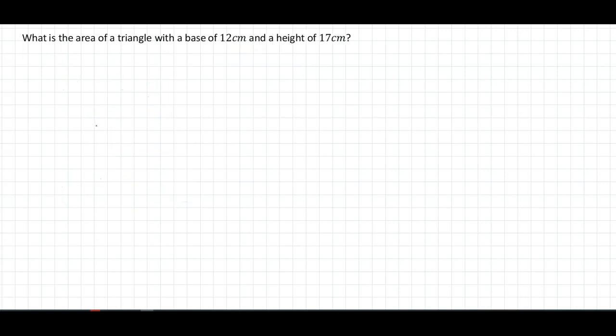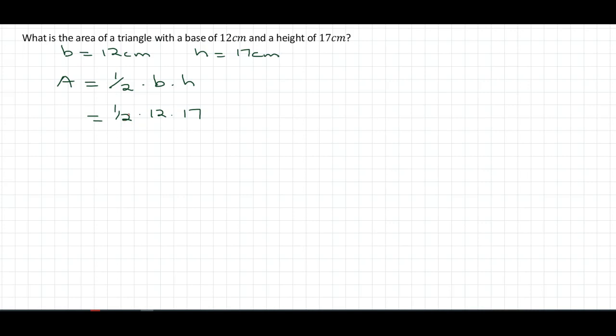Now, what is the area of a triangle with a base of 12 centimeters and a height of 17 centimeters? Let's start. Our base is 12 centimeters. Our height is 17 centimeters. And so our area, we start off by indicating what our formula is. 1/2 base times height, which is going to give us 1/2 12 multiplied by 17.